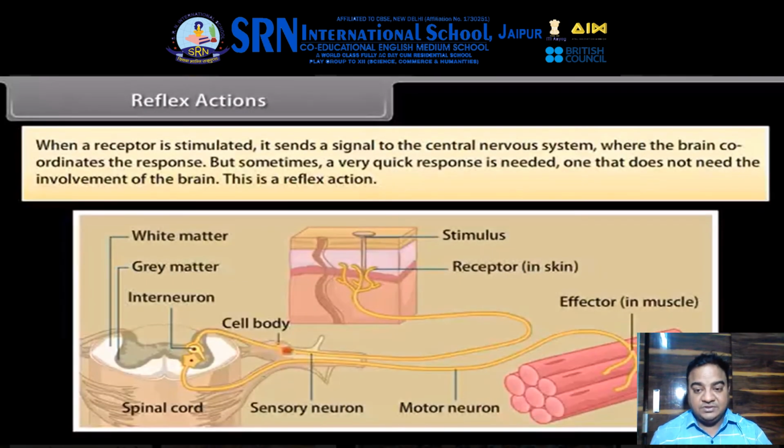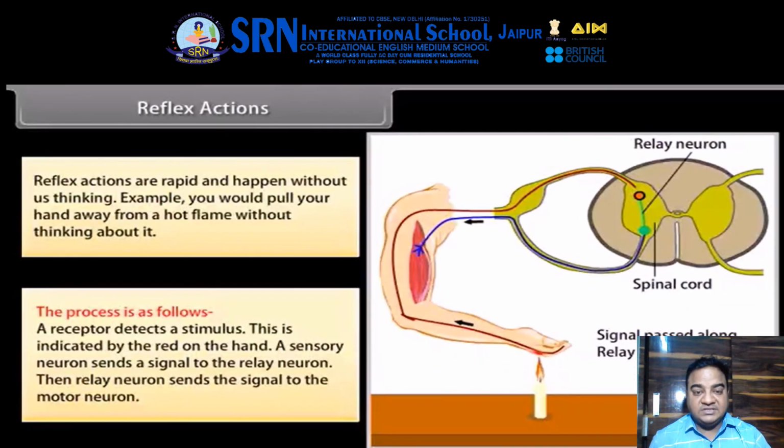Reflex actions. Whenever there is a stimulus, our body gives a response. So this is called a reflex action. When a receptor is stimulated, it sends a signal to the central nervous system which coordinates the response. For example, if I touch a hot can, then I will remove my hand. So this is an example of a reflex action. Reflex actions are rapid and happen without thinking. For example, we will pull our hand away from a hot flame without thinking about it.